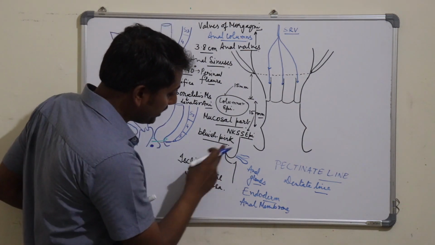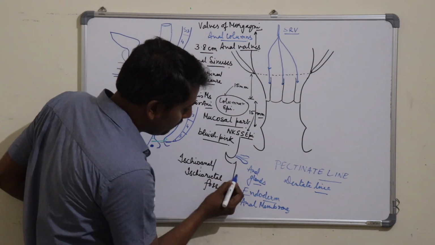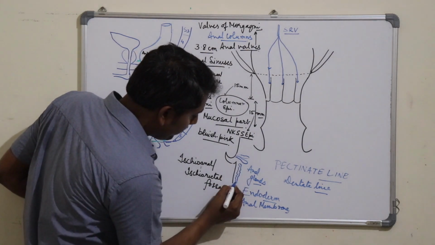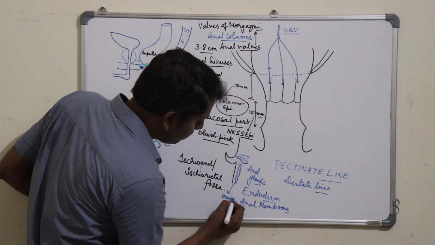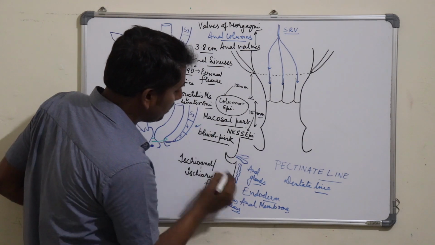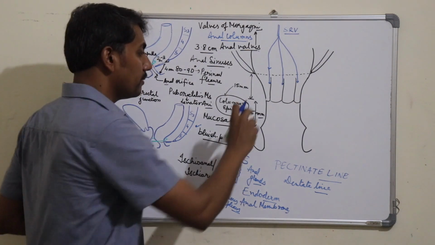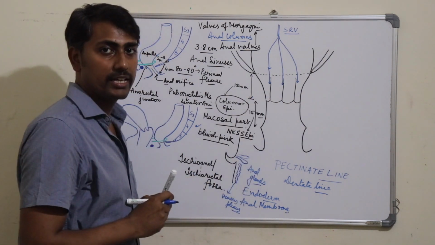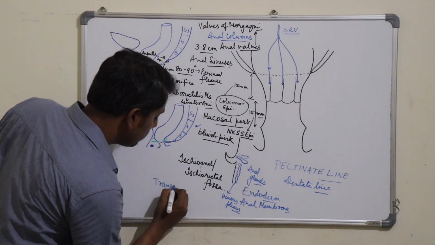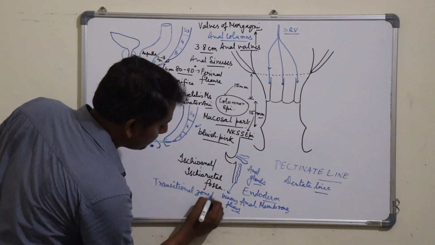So in this diagram we can see if this is the mucosa of the second part of the anal canal, below that lies venous plexus. This venous plexus was the cause of the bluish pinkish color of the mucosa of the second part of the anal canal. This middle part or the second part of the anal canal is also known as transitional zone or pecten part.